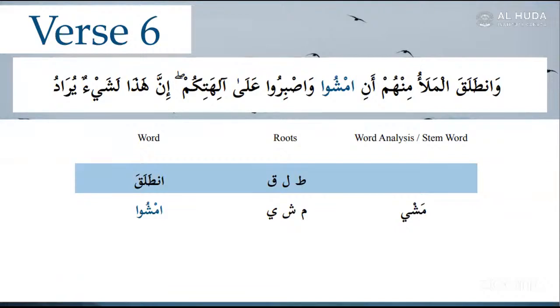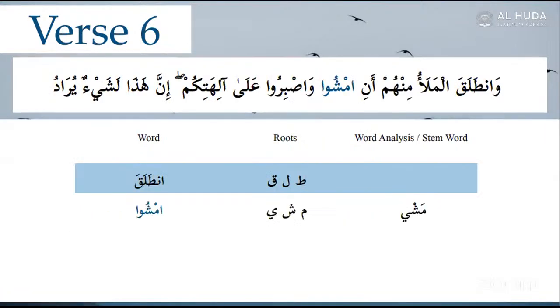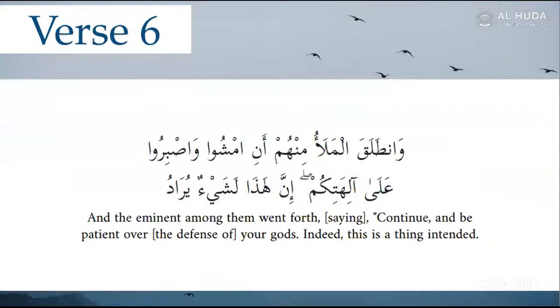And اصبروا from Saad Ba'ra. Sabr is habsun nafs, self-control. And sabara, when it comes with ala, like it does here, isbiru ala alihatikum, it means to persevere. It has the meaning of istiqamah, to bind yourself to something. Be patient over the defense of your gods.